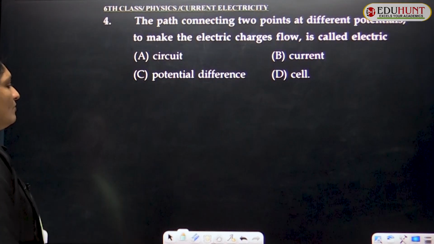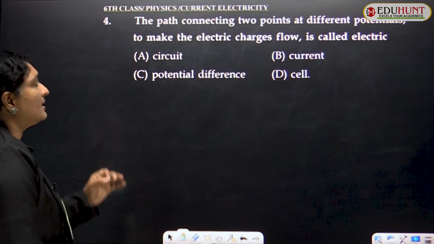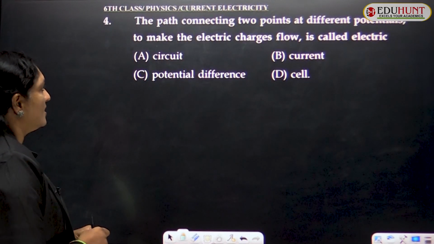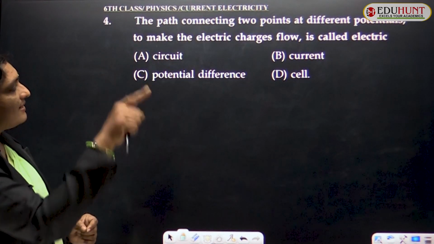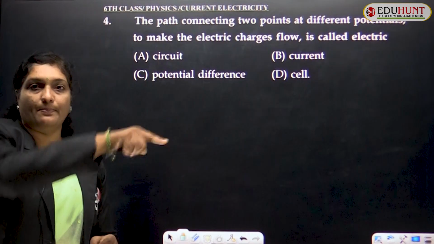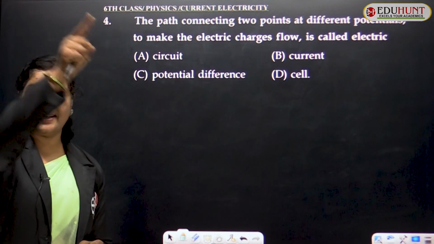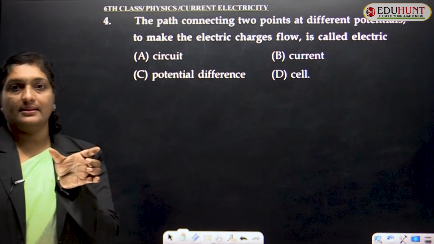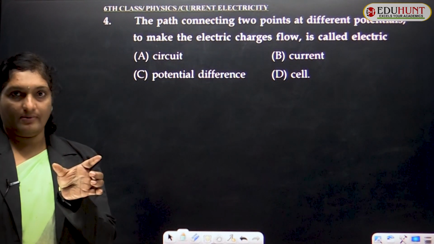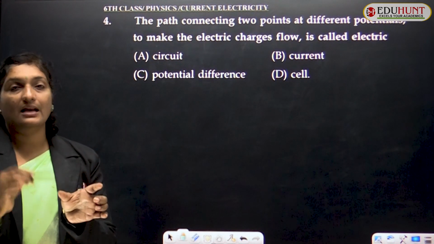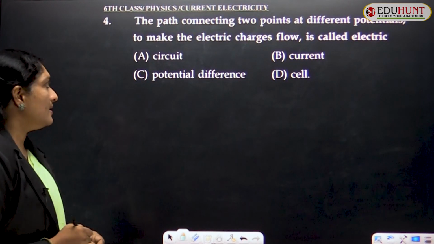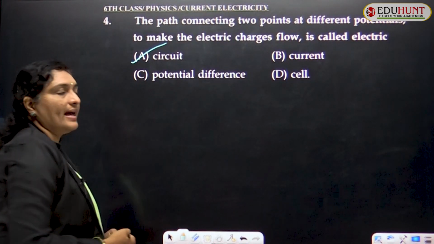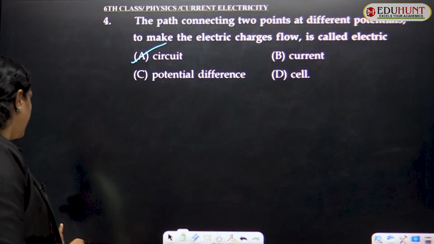Now the fourth one, the path connecting 2 points at 2 different potentials to make the electric charge flow. What is that path? Generally it is called the electric circuit. Cell is there and electrons are flowing in the wire along this path. So that path itself is called your electric circuit. Here they have simply given circuit. So option A is correct.